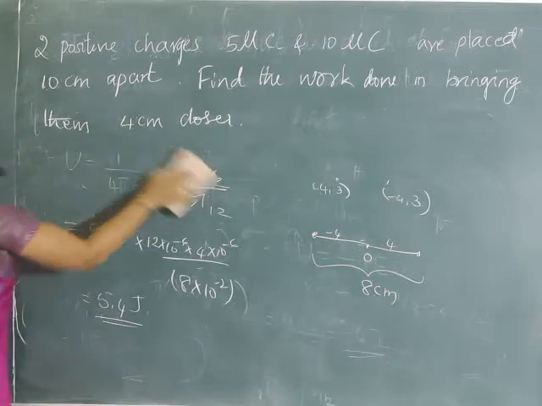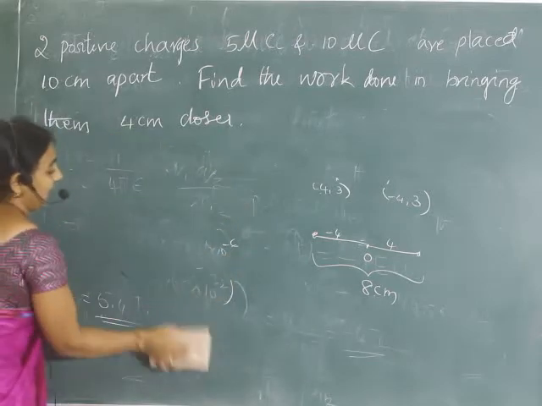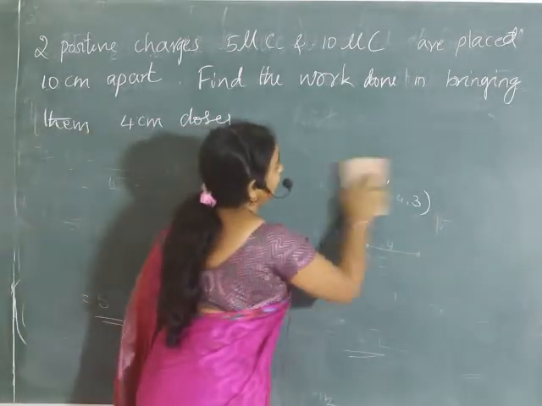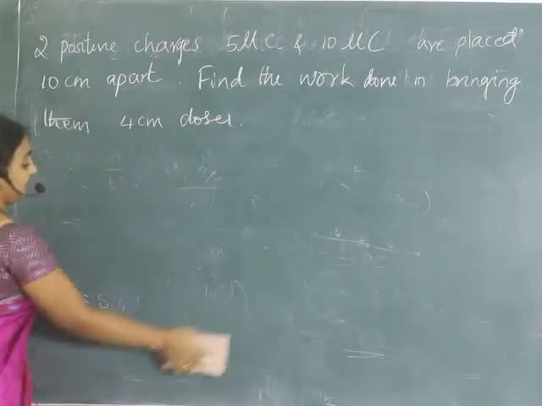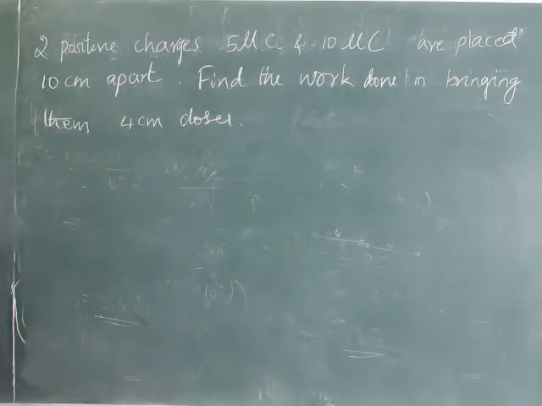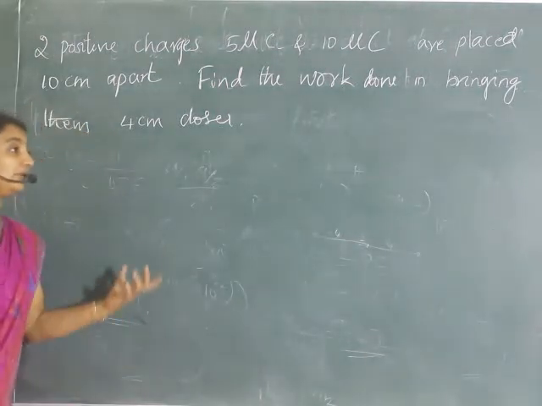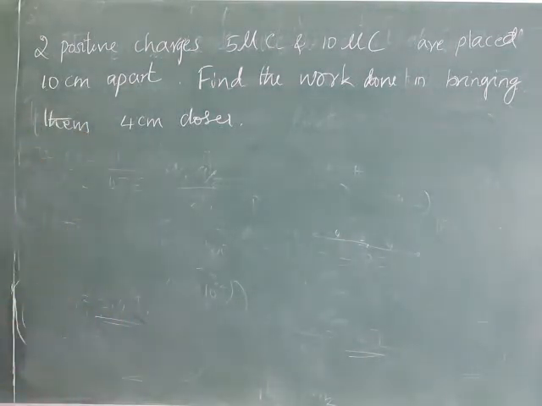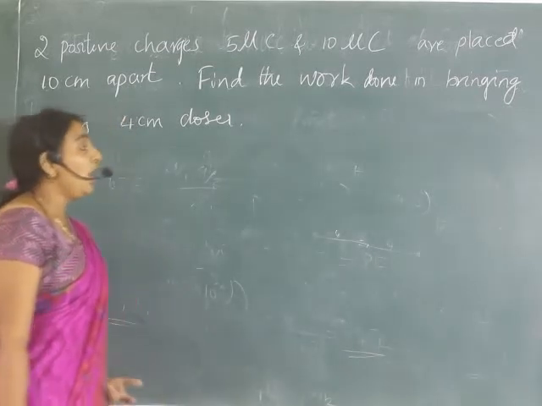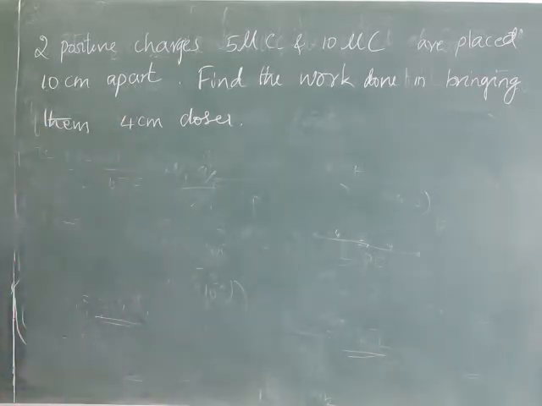Two positive charges are there, 5 microcoulomb and 10 microcoulomb. You are placing them 10 centimeter apart. What is the work done to bring them 4 centimeter closer? That means you have to bring them closer and place them at 6 centimeter. What is the work done to keep them at 6 centimeter is the question. How can we solve this? Two charges, the values are given.